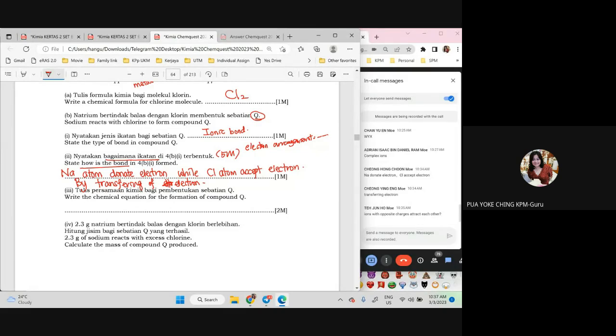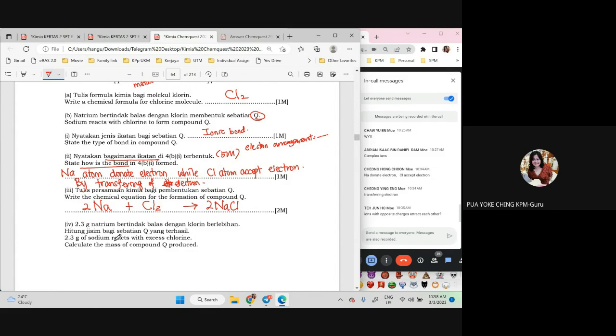So, write the equation. Remember, Na is still Na because it's sodium atom. Chlorine must be Cl2. Yang ni tadi saya dah sebut. Okay, a few elements must be diatomic. So, jangan lupa, then only you get your NaCl, balance equation 2, and here 2. So, calculation saya tak buat.